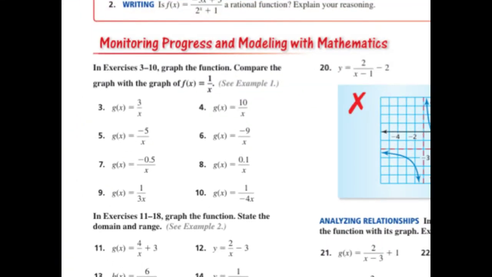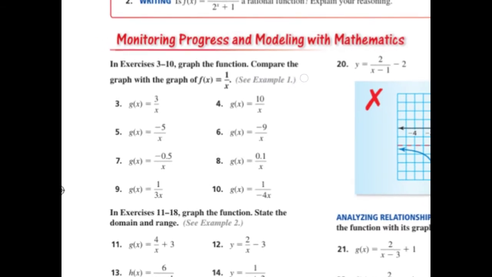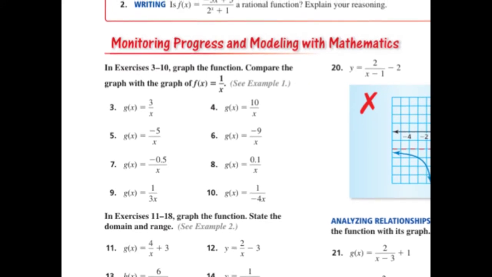If I had the rest of this book, I'd be able to go look at what the example is, but you should have access to that. Example 1 will tell you exactly how to word those things, but if you just look at the graph, you should be able to tell what the differences are.